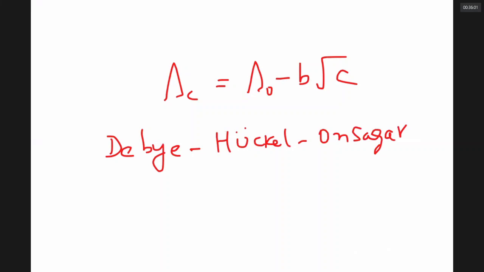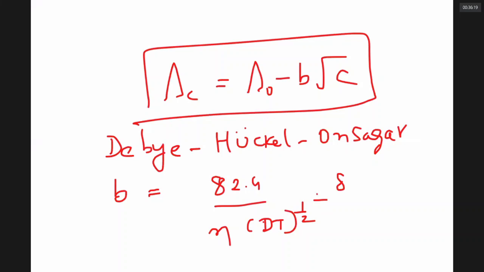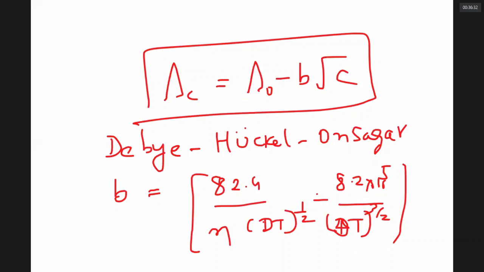These three scientists have developed this equation and gave the value of B as a constant. They arrived at its value 82.4 by eta into dt under root plus say 8.2 into 10 to the power 5 by dt whole to the power 3 by 2. What is this relationship they gave? We need not derive it, but I want to say that eta is viscosity coefficient.